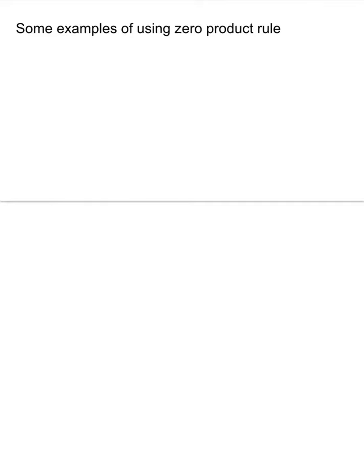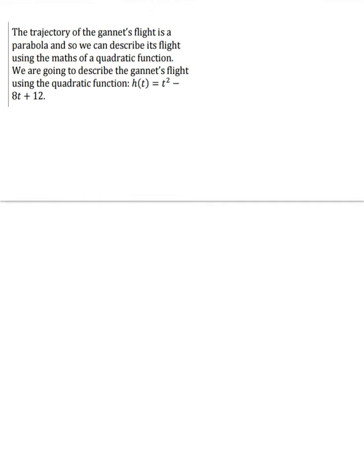So, some examples of using the zero product rule. We're going to go ahead and read the problem. The trajectory of the Gantt's flight is a parabola, so we can describe its flight using a quadratic function. It's notated by h of t equals t squared minus 8t plus 12. So we're indicating the function in terms of time t and the height with respect to the time t.